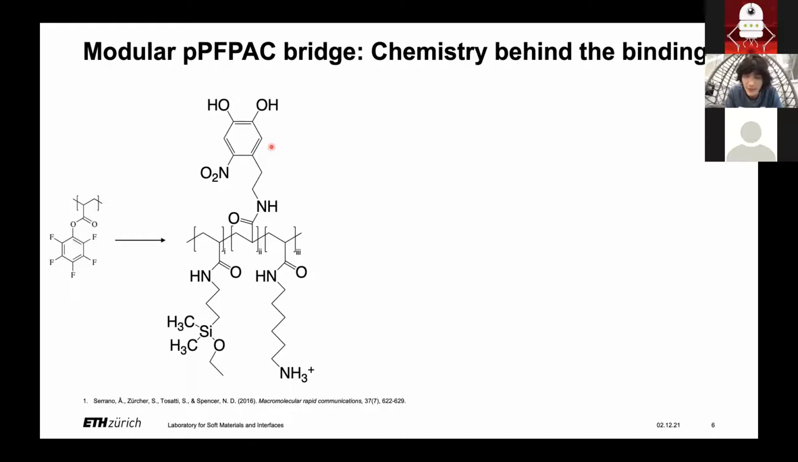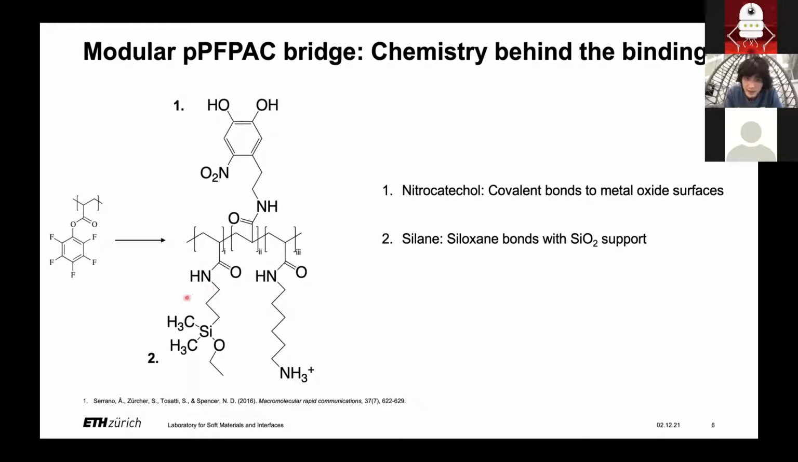So in the case of the work I'm describing today, the functional groups that we used were, one, nitrocatechol. This is a nitrodopamine group, and we introduced the nitrocatechol functionality because it binds covalently to many metal oxide surfaces through a chelation chemistry mechanism, which is a very strong chemical bond. Two, we introduced the silane groups, aminopropylsilane, which forms siloxane bonds with the silica microparticle support. Again, very strong, it's difficult to break.